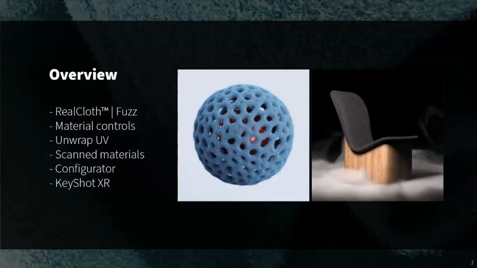Today, we're going to be talking predominantly about RealCloth and Fuzz, 2 of our newest features, which I've found incredibly fun and useful to explore. We'll discuss some of the similarities and differences between them and take a deep dive into controlling each of the materials. I'll also spend some time talking about our new Unwrap UV feature, as well as how it plays a role in successful RealCloth applications.